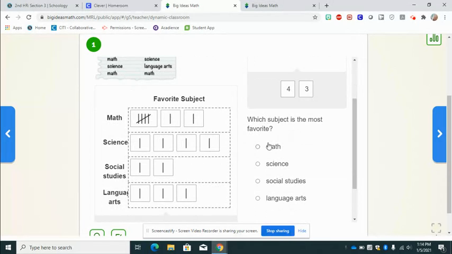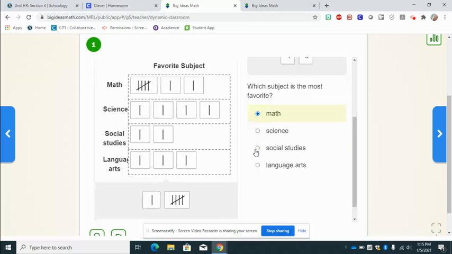Which subject is the most favorite? So we're going to look at the one that has the most. 7 students chose math. 4 students chose science. 2 students chose social studies, and 3 students chose language arts. So math has the most.